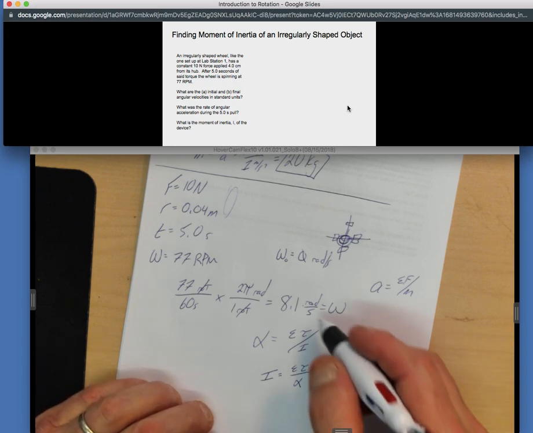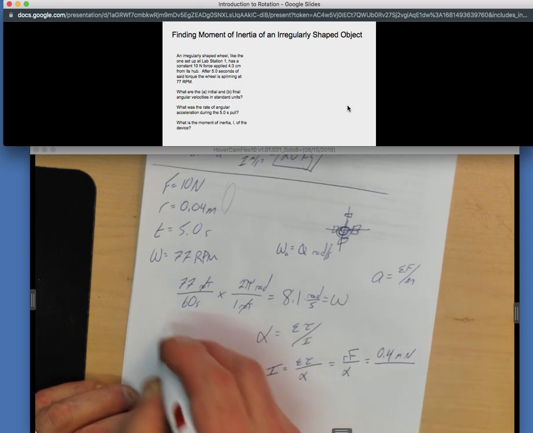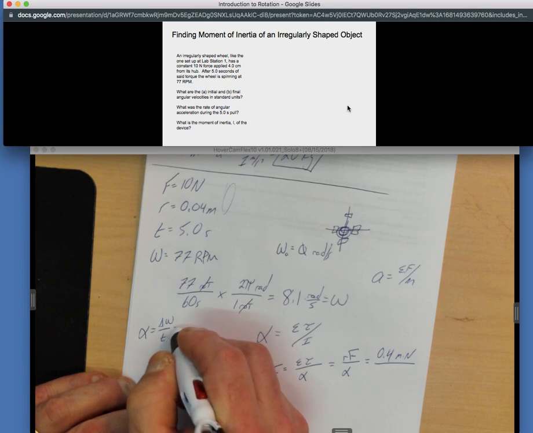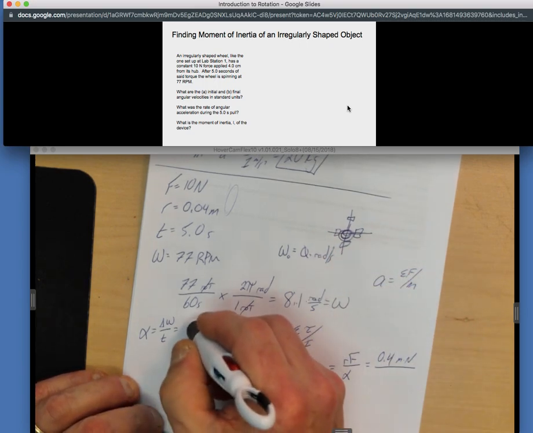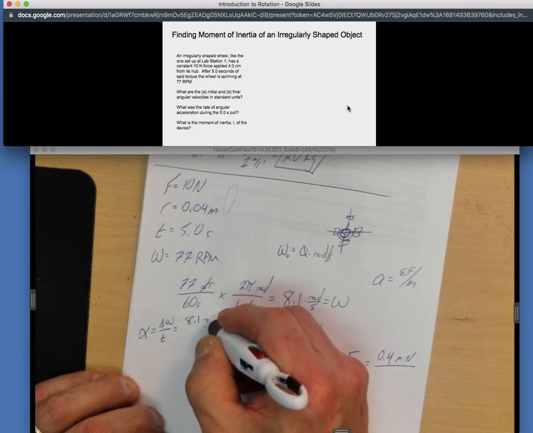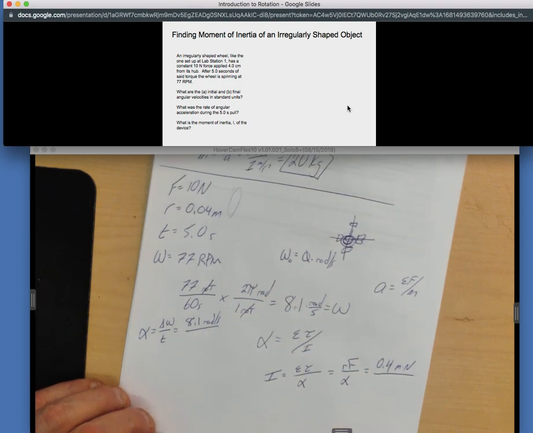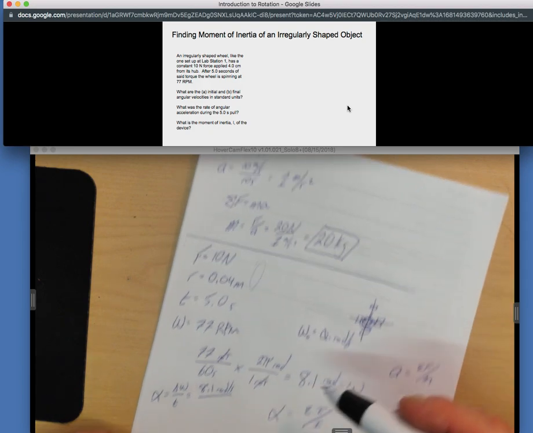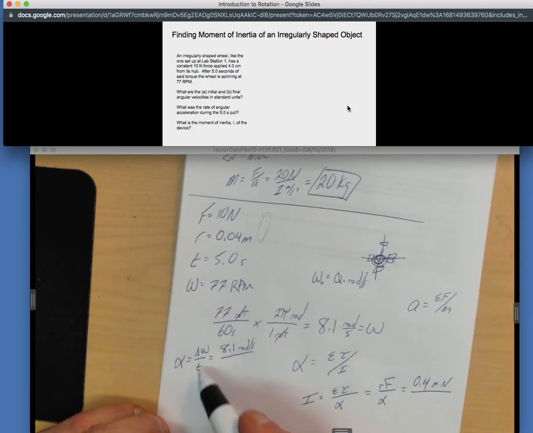Nope, we never calculated the acceleration yet. Hold on. The angular acceleration is the change in the velocity per time. It went from 0 to 8.1, so the change is 8.1 radians per second. Here's the acceleration. Just like up here, the acceleration is change in angular velocity per time.